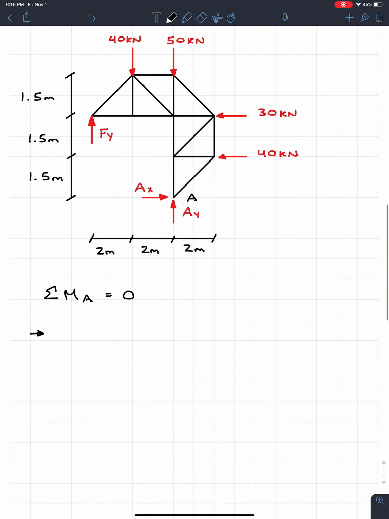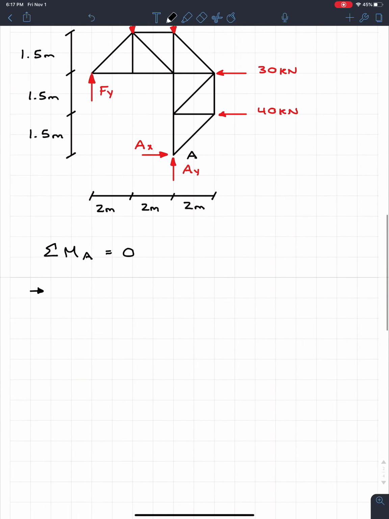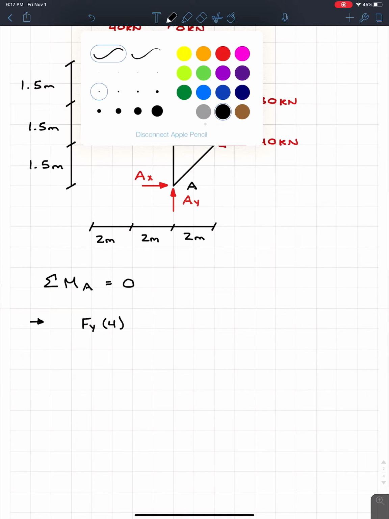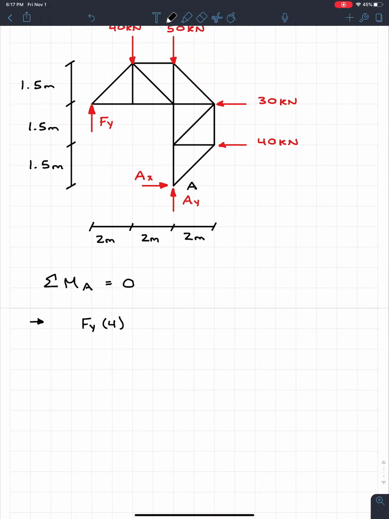So starting at the left and working my way over, I know that Fy is at a distance, so I'm going to go Fy times its distance to A, which is 4 meters, so Fy times 4. And now we got to check direction. If I were to hold my pencil at A and push up on it like Fy does, as we're going to see, it's going to create a negative moment because it's going to go clockwise. So this is going to be negative.